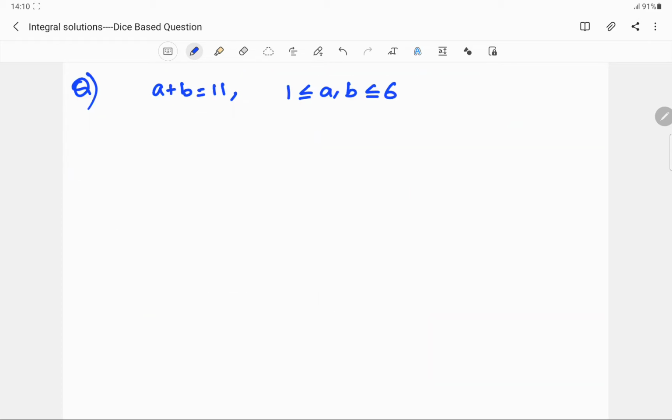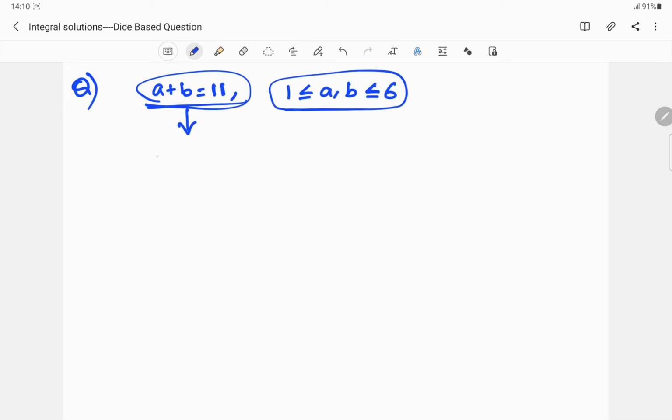Now in this question, we are given this equation a plus b equals 11, and a and b are lying from 1 to 6, and we are asked to find the number of integral solutions to this equation. This is again similar to the number of ways in which the sum is equal to 11 when two dice are rolled. So this is similar to that dice question, because a and b are again lying from 1 to 6.